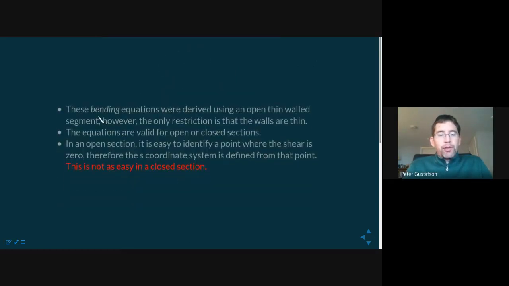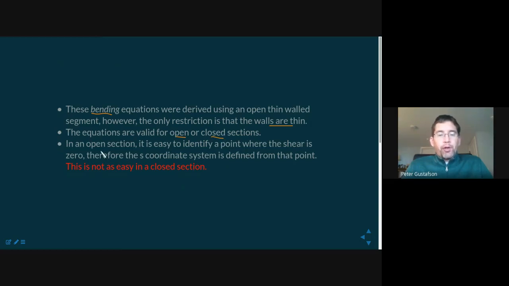So these bullet points that you're seeing now are just the statements that I've made verbally. These are bending equations. They were derived using open thin-walled segments. However, the only restriction was that the walls were thin and it is a bending load in a beam. So the equations are equally valid for open and closed sections, and we're going to now focus on closed sections.